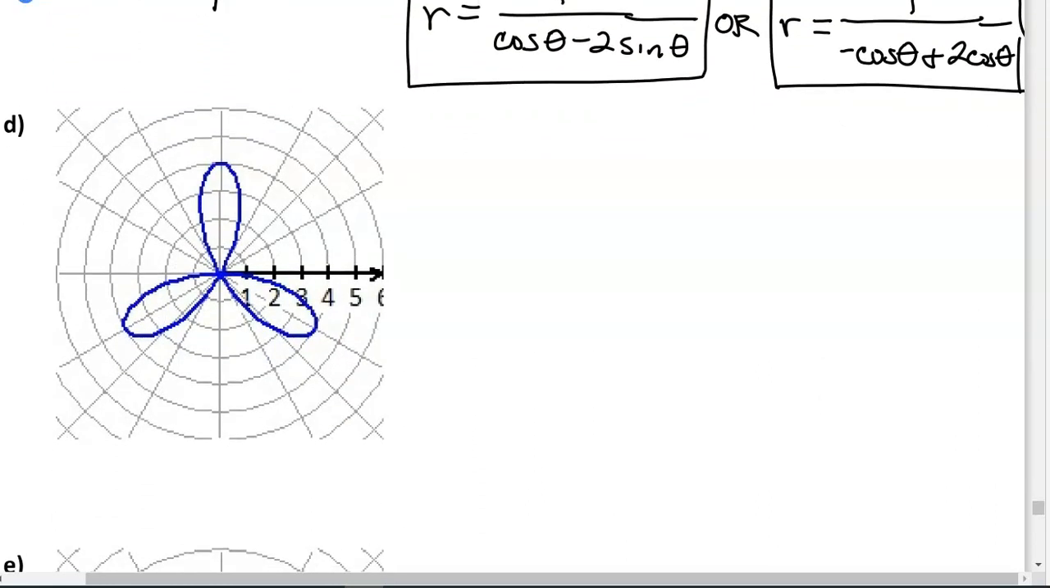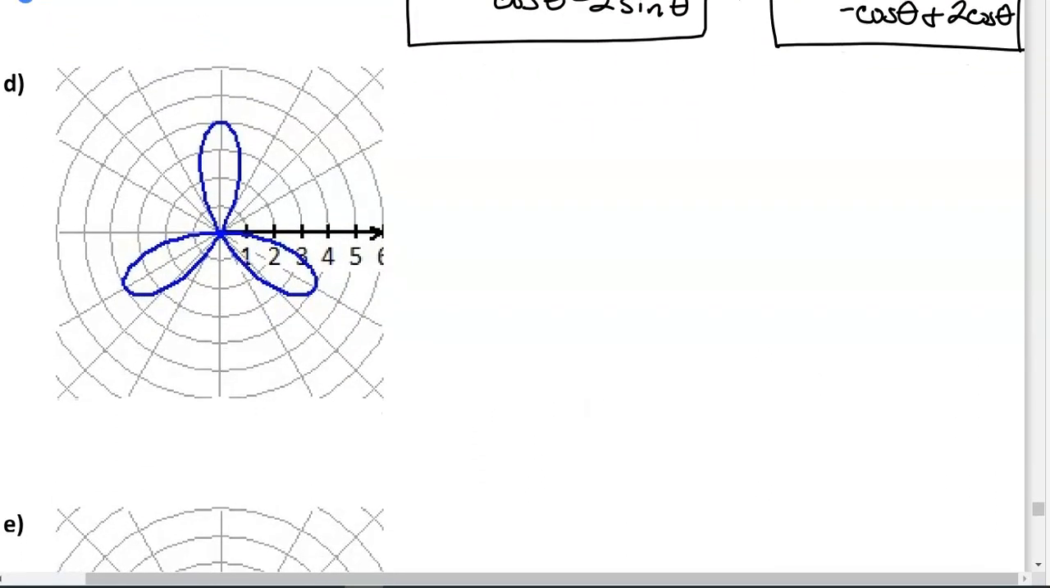All right, let's check out D. D is very clearly a polar graph. So let's actually use that strategy where we're going to plot where R is vertical and theta is horizontal. Okay, for this graph, we have to have a very clear picture of where we're starting.